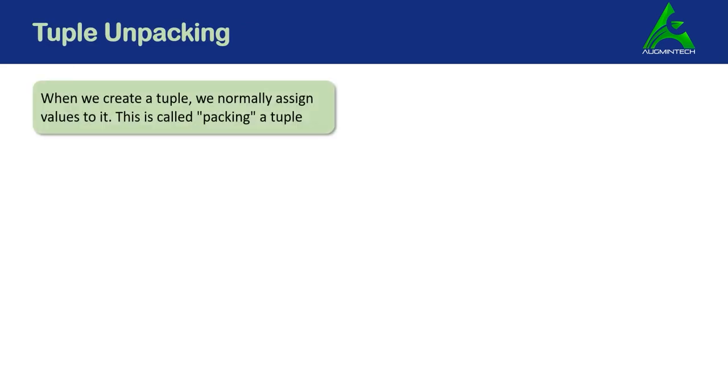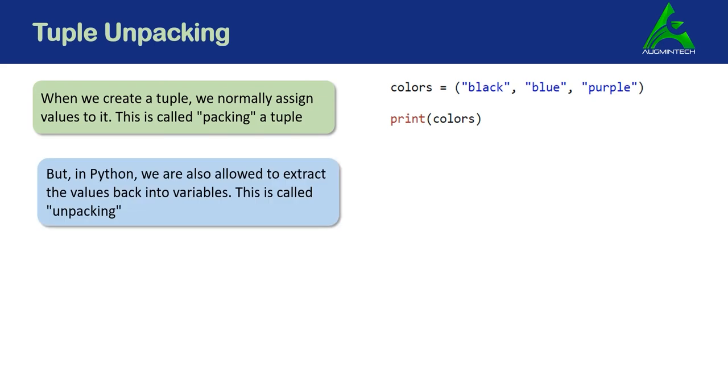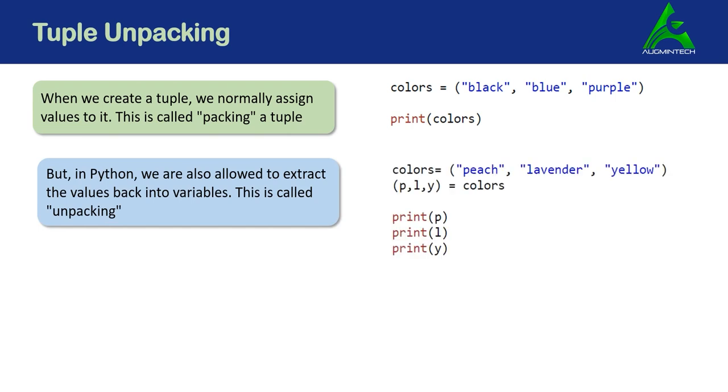Now let's see what tuple unpacking is. When we create a tuple, we normally assign values to it. This is called packing a tuple. Here we have a tuple consisting of elements. But in Python, we are also allowed to extract the values back into variables, and this is called unpacking. And there we go, this is the tuple which is unpacked.